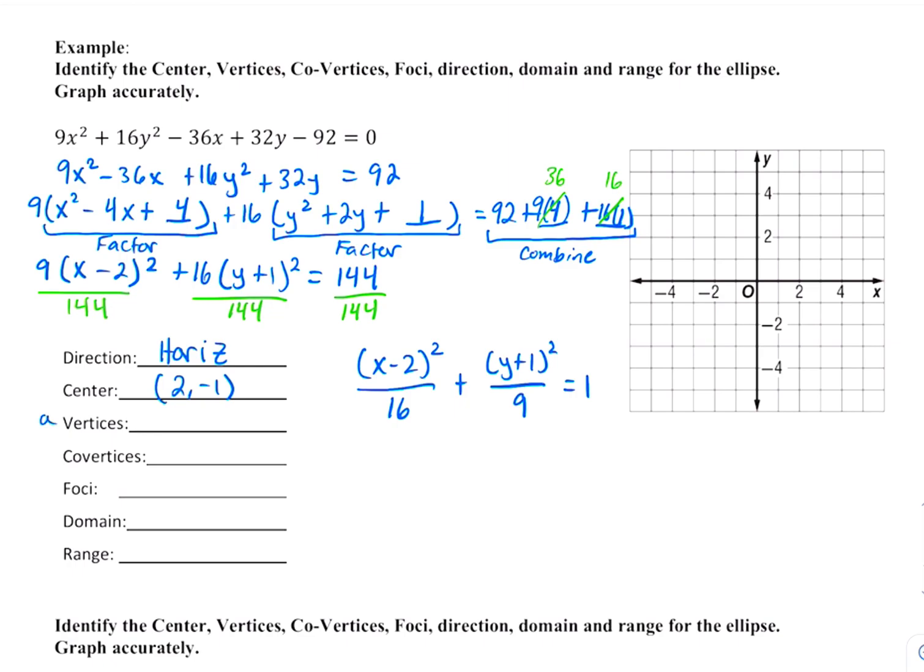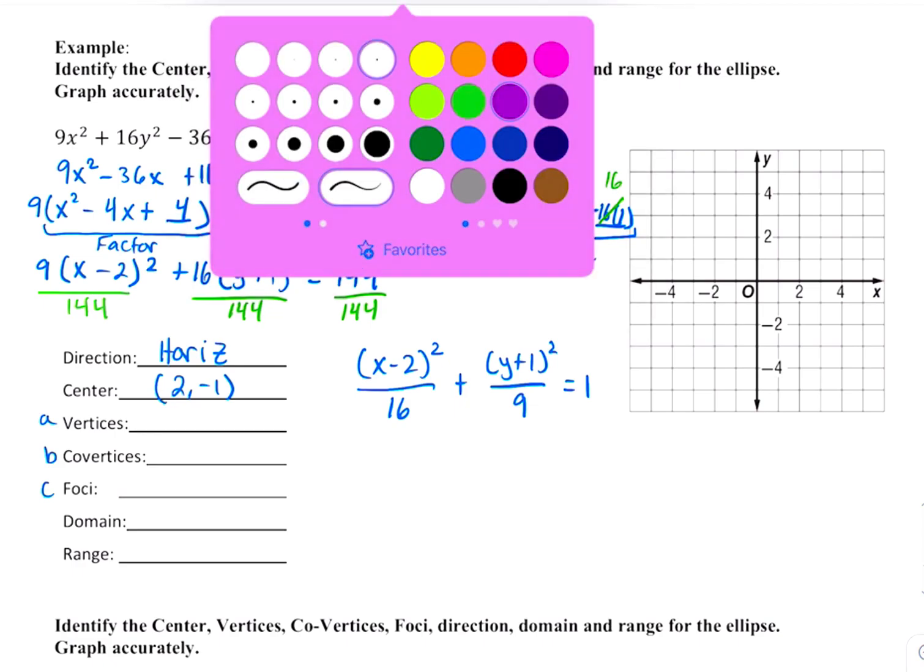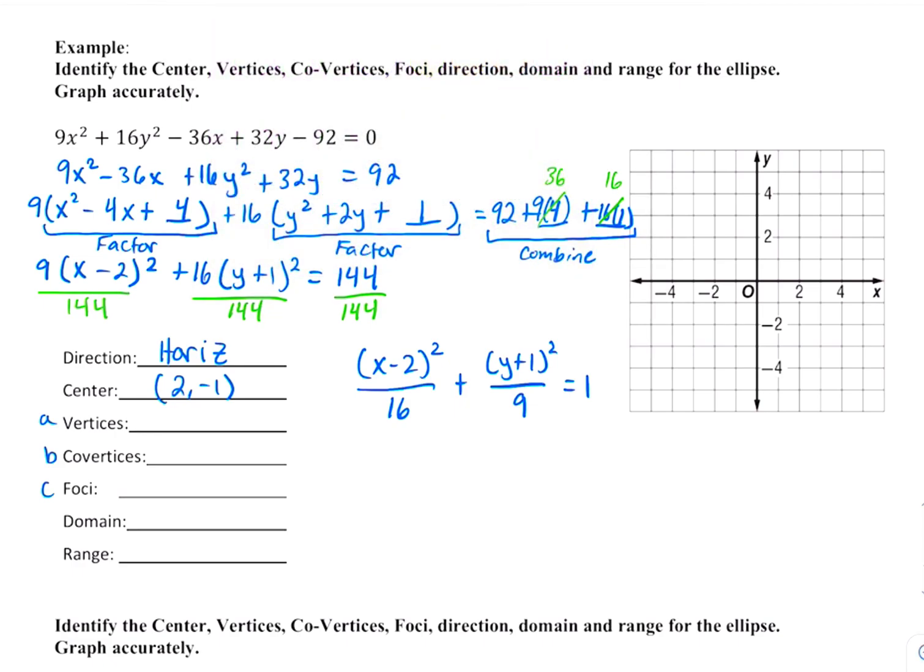And then for the vertices, I need to know A, covertices B, and the foci, I need to know C. So I'm going to go through and find each of those. So A will be the square root of 16, so that's 4. B is the square root of 9, which is 3. And then for C, I need to use that equation, C squared equals A squared minus B squared.